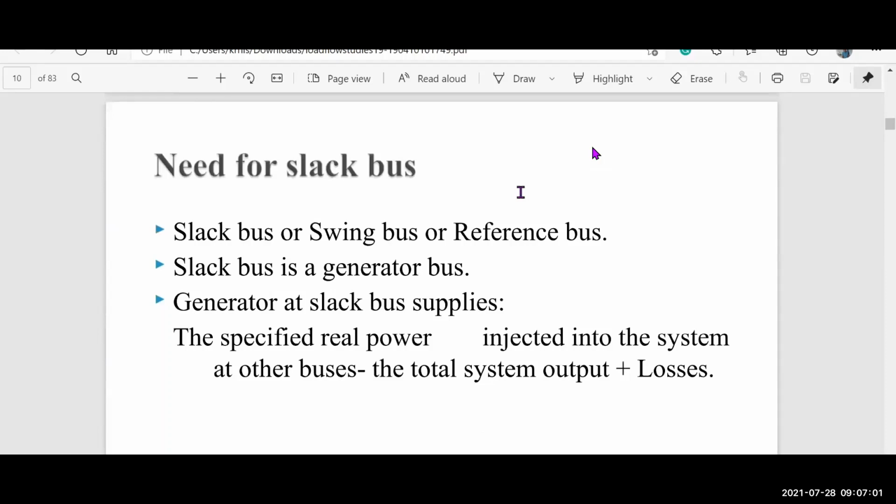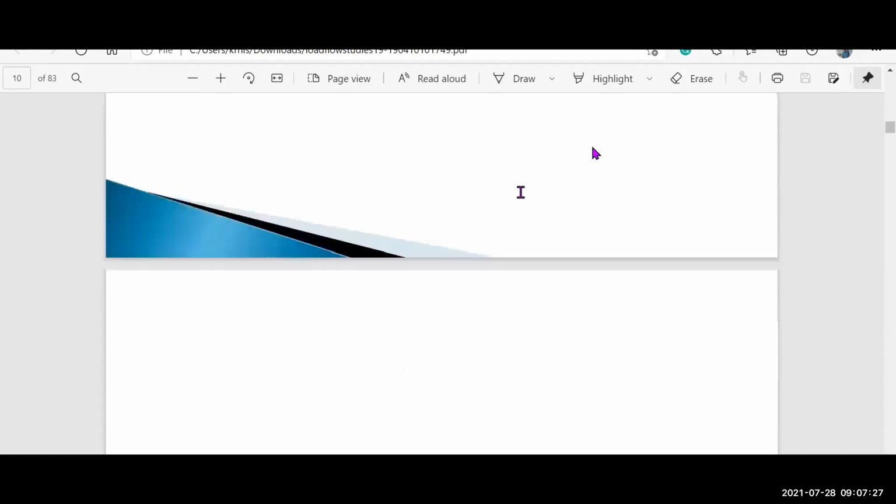Slack bus, or swing bus, or reference bus, whatever you call it, is a generator bus. The generator at the slack bus supplies the specified real power injected into the system at the other buses, the total system output plus losses. This is the slack bus.